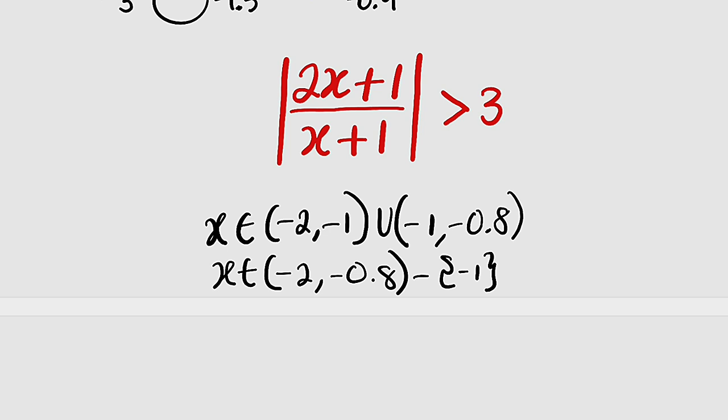So let's see how we can write it. We can say that x is from negative 2 to negative 0.8, but excluding x equal to negative 1. So x cannot be equal to negative 1.